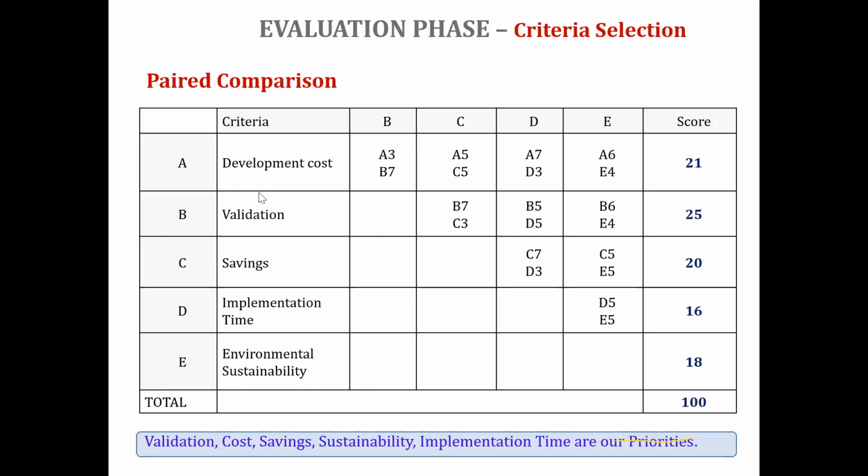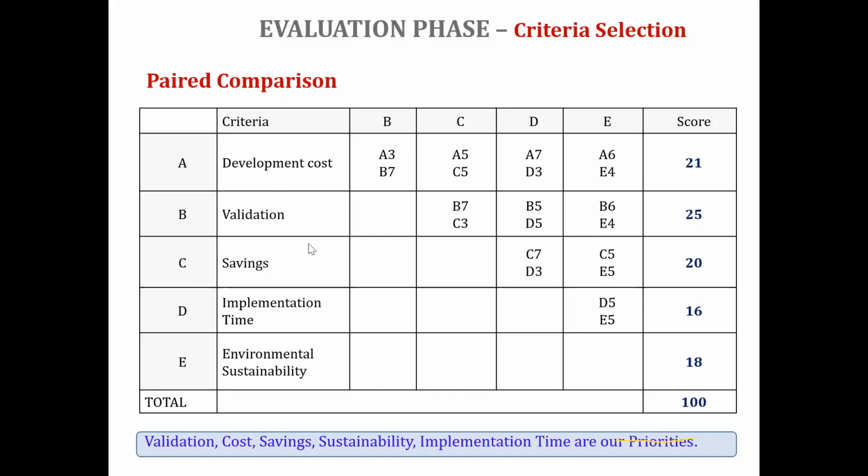So here, the criteria is for this oil pan, water pump, and crankshaft. For the tractor engine, the criteria is taken as development cost, validation, savings, implementation time, and environmental sustainability. The cost, why they have taken the cost? Because the cost is very much important to reduce. And validation, what is called validation? Validation is nothing but testing.